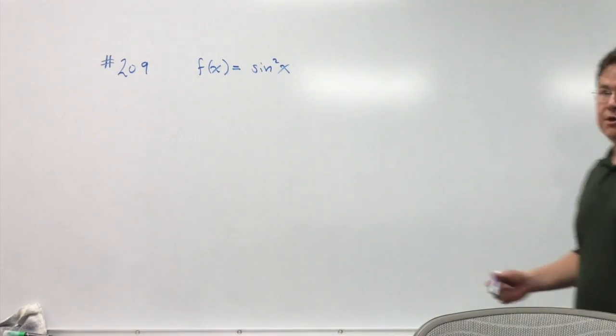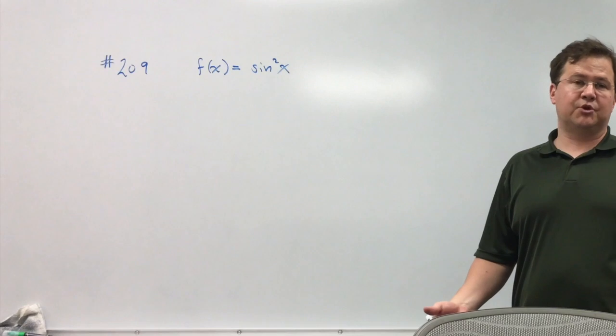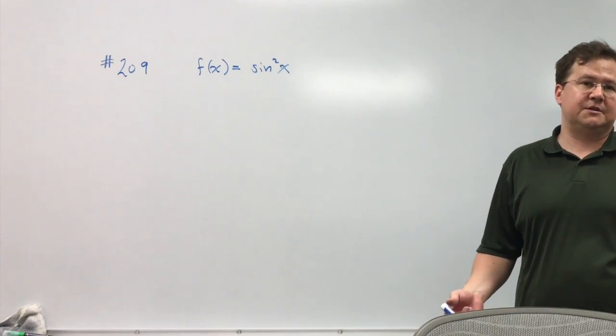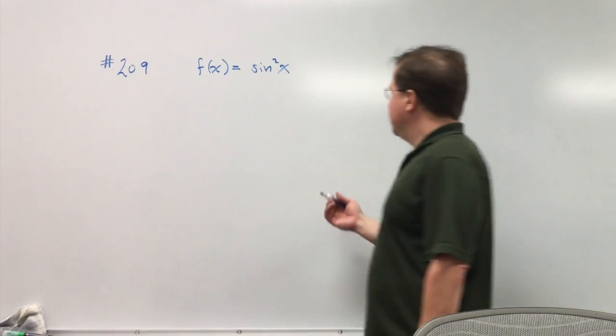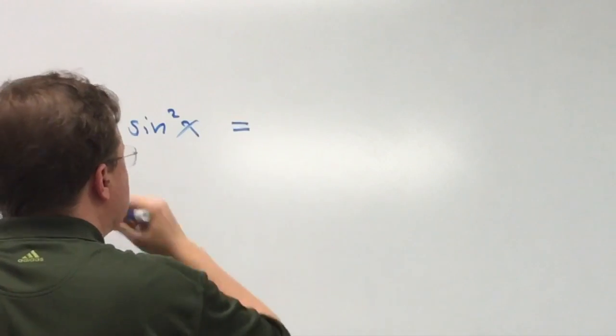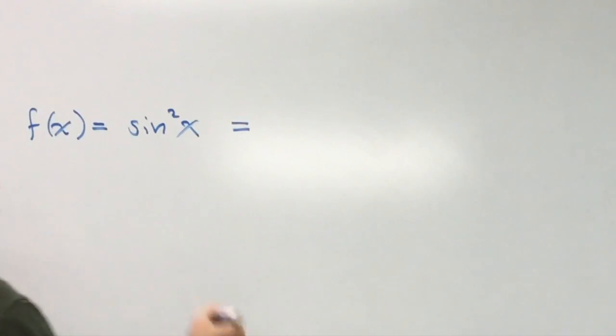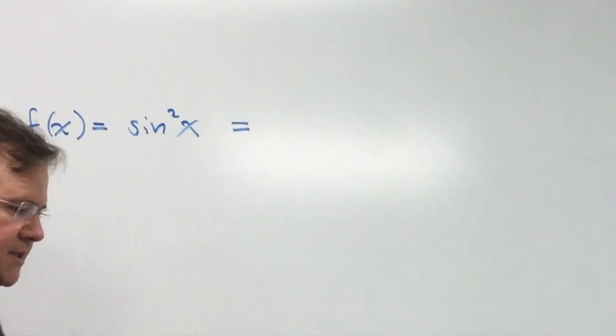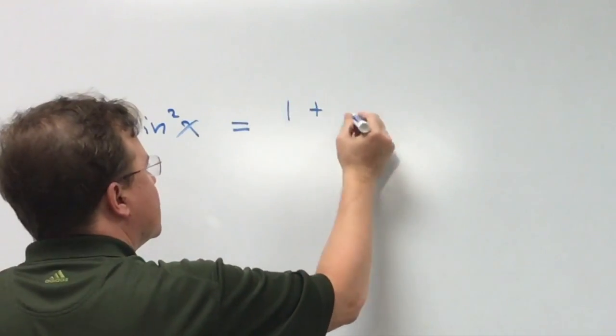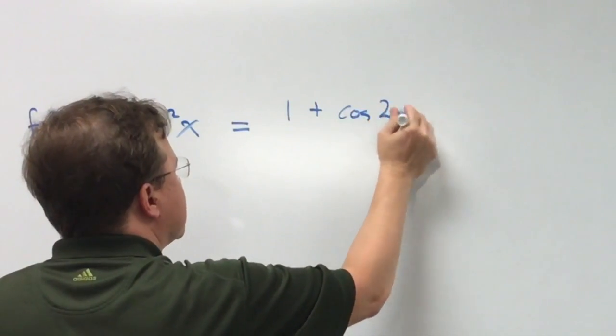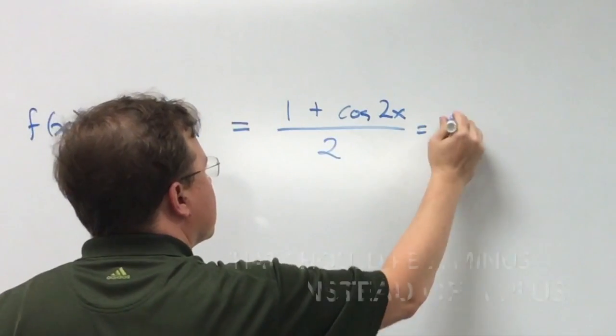As an alternative, it helps to know some trigonometry. The trigonometry might make the calculus easier. For example, in this case, it's well known that sine squared is the same thing as 1 plus cosine 2x over 2.